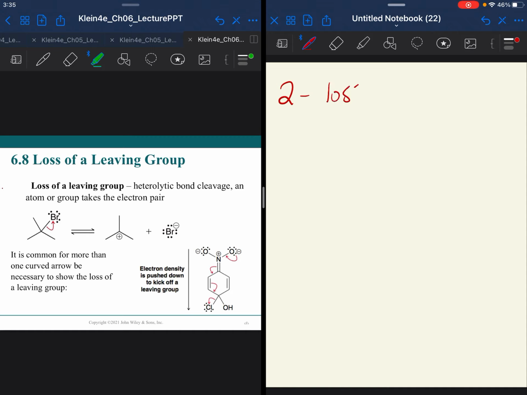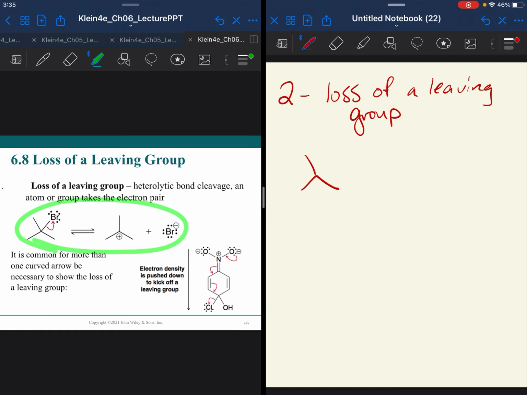Now, the second pattern that we're going to see is loss of a leaving group. This will have a bigger discussion in chapter 7 on what constitutes a good leaving group, how do you know when they leave. But just for now, to recognize the pattern, loss of leaving group is kind of self-explanatory. You're losing something. A bond is breaking. In this case, this is a reaction right here that we'll learn towards the end of chapter 7.